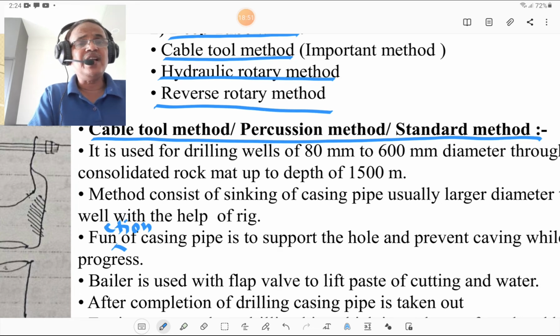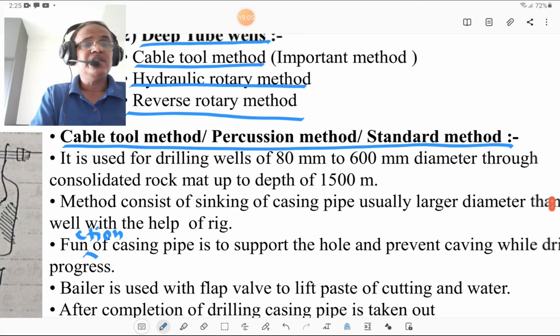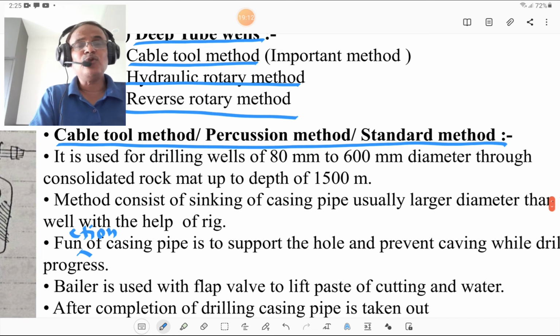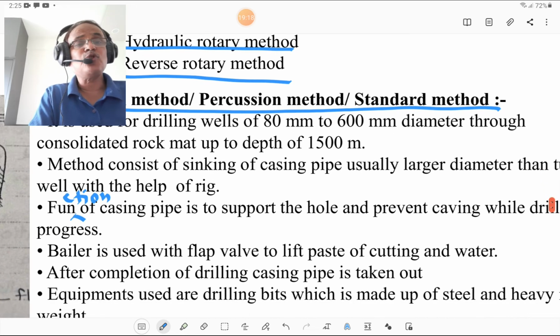It is used for drilling wells of 80 mm to 600 mm diameter through consolidated rock material to a depth of 1500 meter also, and the method consists of sinking of casing pipe, usually of larger diameter than the well, with the help of a rig. The rig is used to allow the sinking of casing pipe, and the function of casing pipe is to support the hole and to prevent the caving while drilling is in progress.